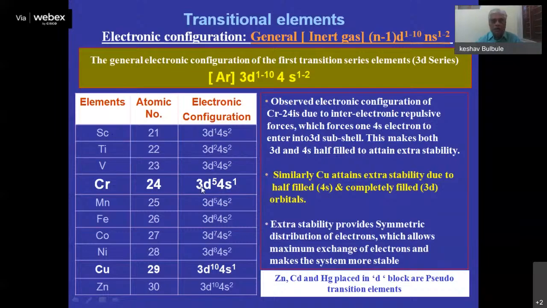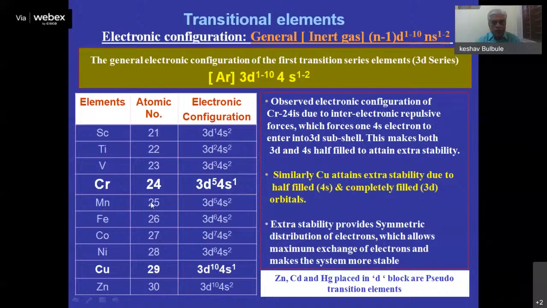Theoretically, it should have got the electronic configuration of 3d4, 4s2, but it prefers the observed electronic configuration of 3d5, 4s1. It is only because chromium wants to attain extra stability due to half-filled orbitals. 4s is half-filled as well as 3d is half-filled, and therefore there is a shift of an electron from 4s level to 3d, so that 3d4 becomes 3d5 and 4s2 becomes 4s1.